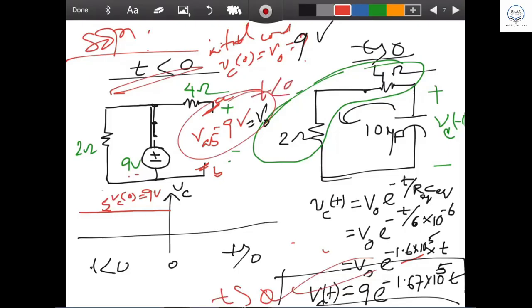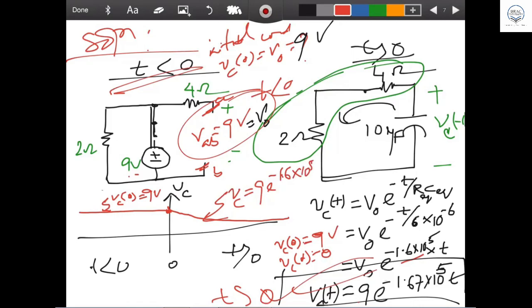Okay, can you tell me now what will be the thing here? At t equal to 0 it will be 9, and at t equal to infinity it will be 0. Good. So it is exponentially decreasing to 0. Last question: what is the equation for this line? 9e to the power minus 1.67 into 10 to the power 5 t. Don't miss the t. This is the VC equation, the VC curve you got.